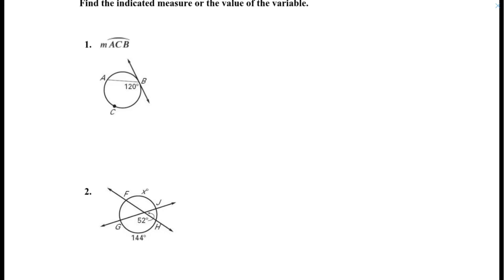So number 1, we see that we have a chord and a tangent line. So since our vertex is on the circle, we know that it's going to be half the measure of the intercepted arc. So we know that the measure of arc ACB would be double the measure of that angle, or in other words, would be equal to 240 degrees.